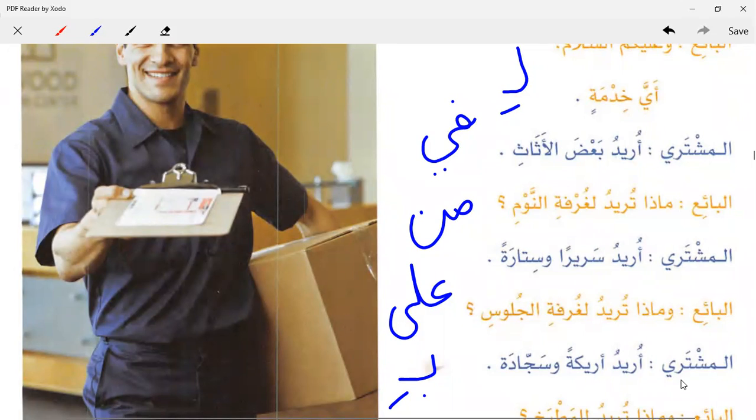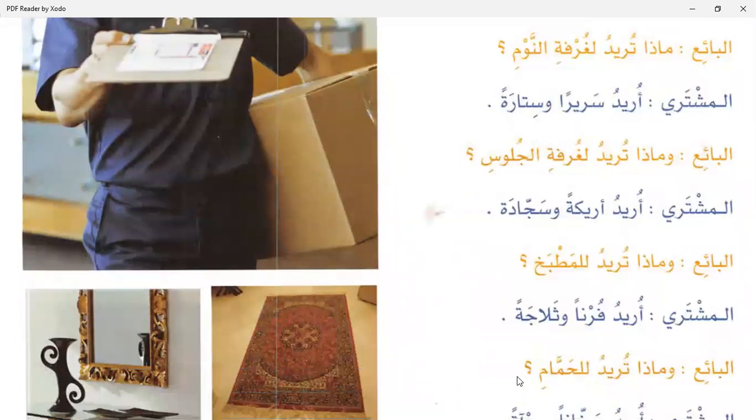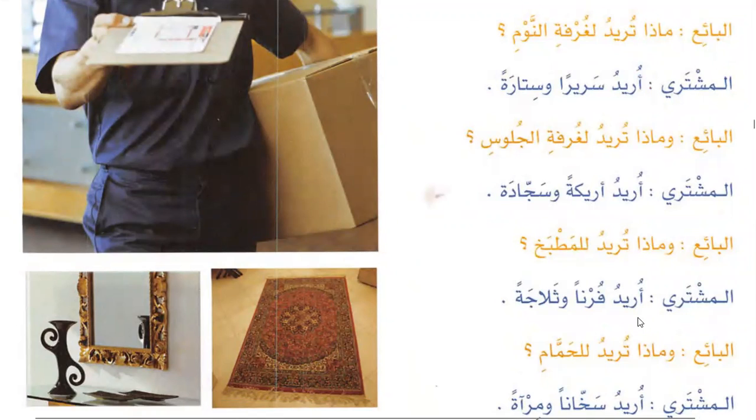Al mushtari, buyer says, "Uridu arikatan wasajjadatan. I want a sofa and a rug." Then he asks, "Wamaza turidu lil matbakhi?" Li has given kasra to matbakh. And what do you want for the kitchen? Al-Mushtari replies, Uridu furnan wa salajatan. I want an oven and a refrigerator.